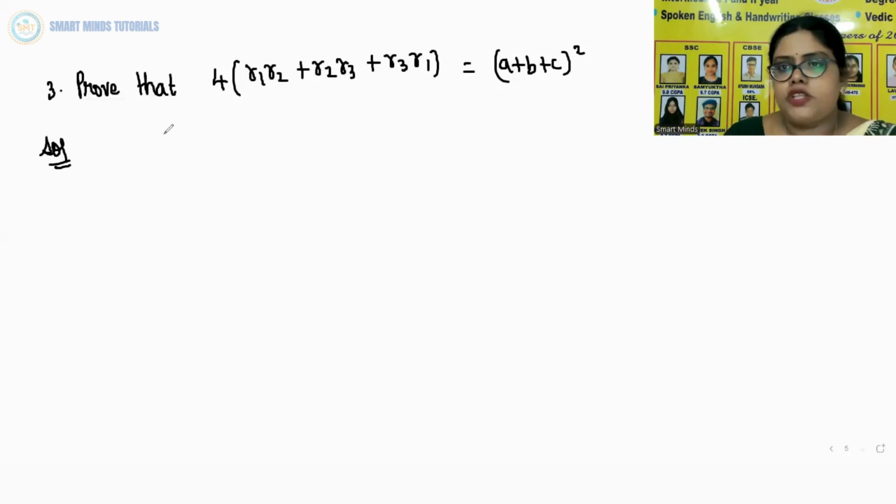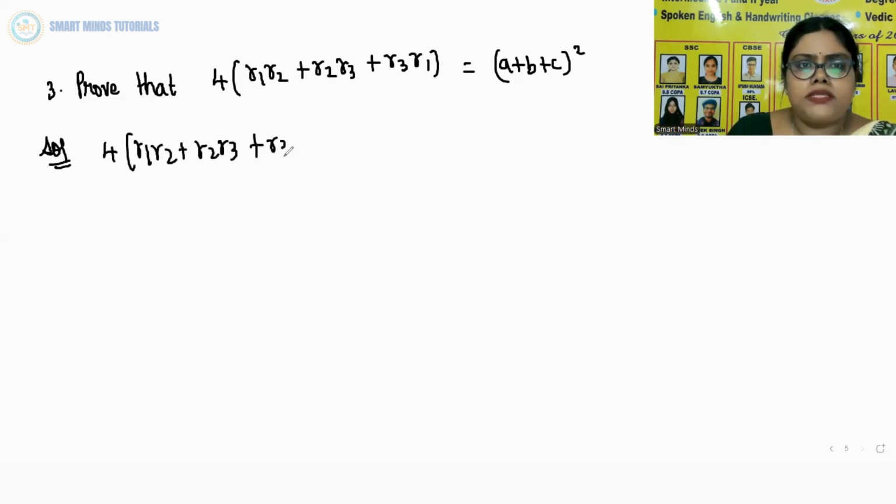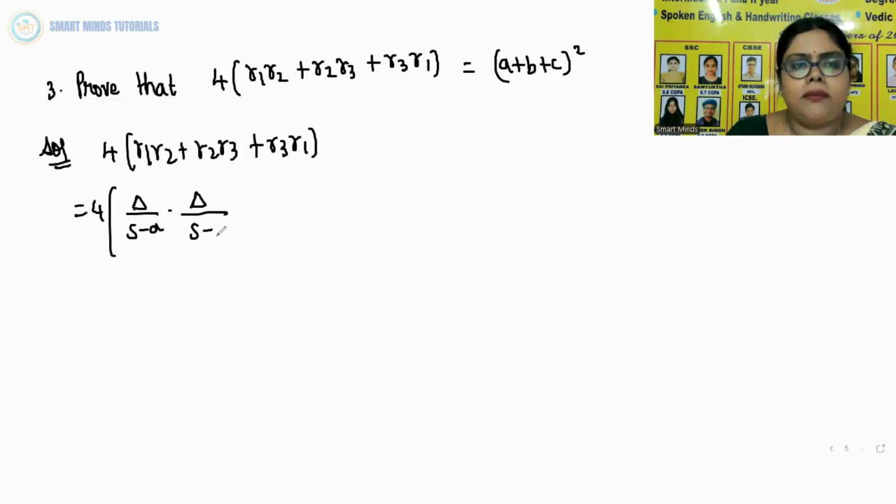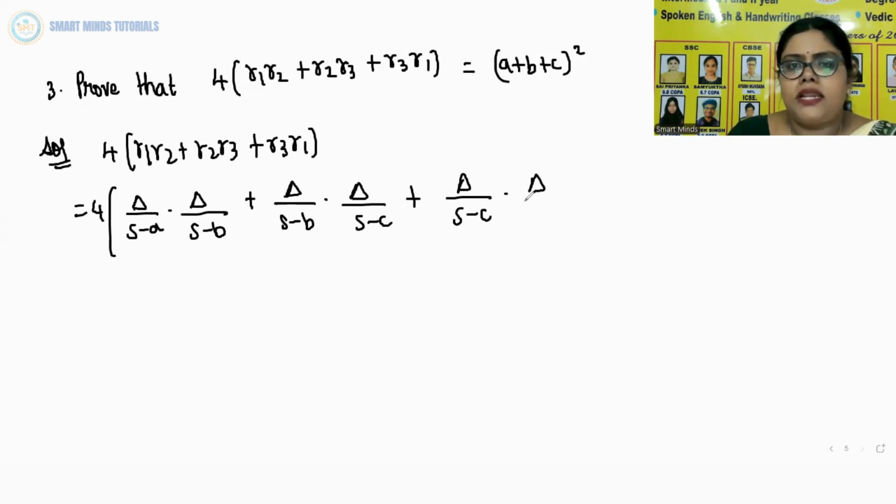Take the next question. This is also important. Prove that 4 into (R1 R2 plus R2 R3 plus R3 R1). So 4 into, now R1 we can write as delta by (S minus A), R2 we can write as delta by (S minus B), and R3 as delta by (S minus C). Same way, R3 as delta by (S minus C) and R1 as delta by (S minus A).